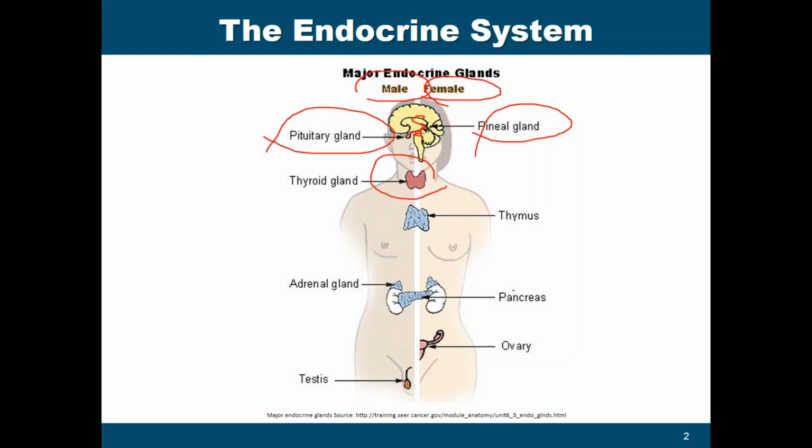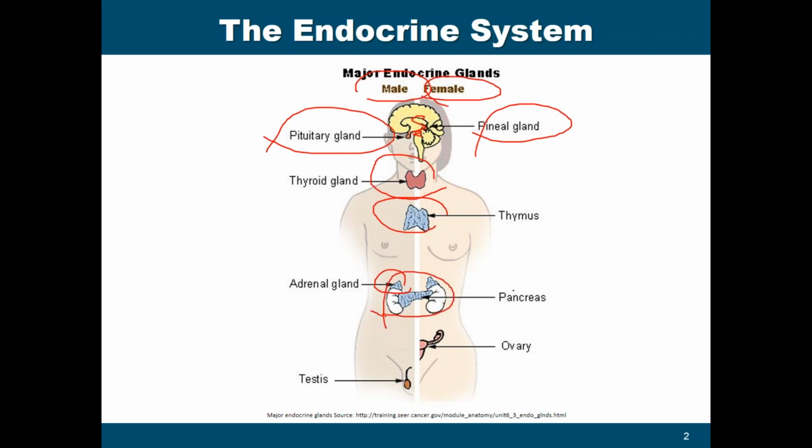Now on the neck area you could find the thyroid gland, and also you have to remember that adjacent to your thyroid gland would be your parathyroid gland. Now here on the chest area you could find the thymus gland, and here above the kidney you could also find the adrenal gland, or the other name for that is your suprarenal gland. And also here your pancreas.